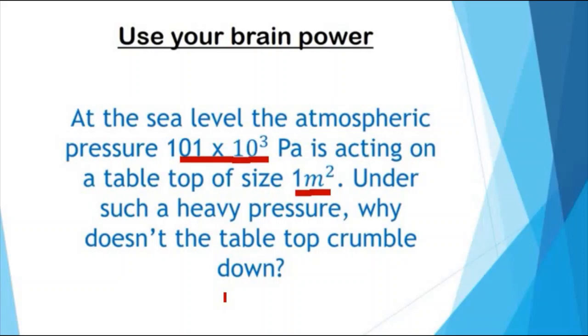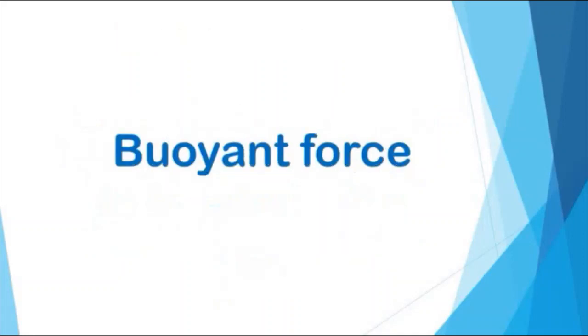Atmospheric pressure is not a force, it is a pressure, meaning it acts like a force distributed over an area and acts normal to the surface of bodies. Though the atmospheric pressure at the sea level is acting on a tabletop of size 1 meter square, the tabletop doesn't crumble down as the top has an internal equalizing pressure which prevents it from collapsing.